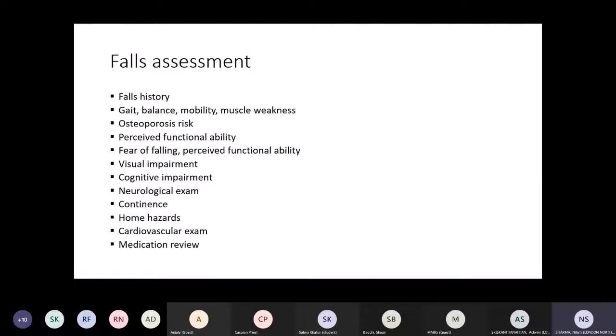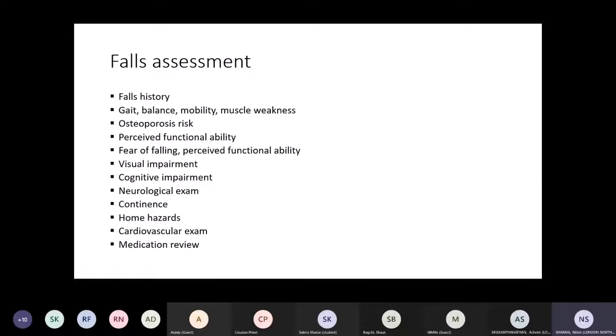And then after the fall, there are a few key features that you need to ask. First of all, any confusion, to rule out any neurological cause, any headache, any injury, any vomiting, and then very important, any amnesia, retrograde or anterograde amnesia. Then you would start with your examination. Start with the gait, balance, mobility, muscle weakness.